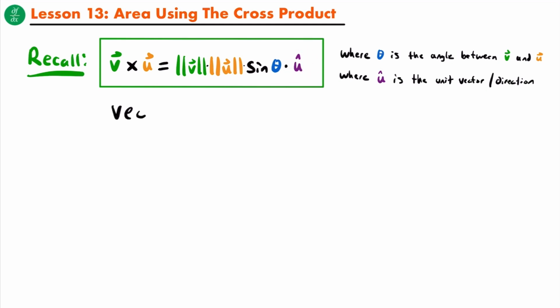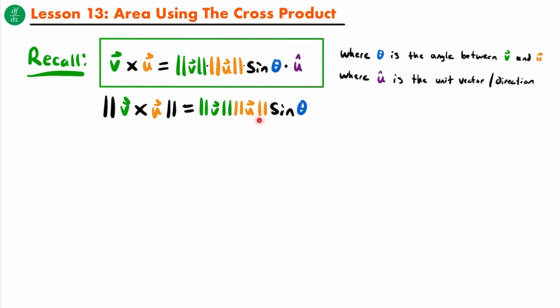We can represent any vector by taking its magnitude and multiplying it by its direction. And that direction will be represented by a unit vector. So since the cross product of vector v and vector u is going to result in this vector, where this unit vector describes the direction, then what's being multiplied by that direction must be the magnitude. And so we know this, the magnitude of the cross product between vector v and vector u is equal to the magnitude of vector v times the magnitude of vector u times sine of theta, which is the angle between vector v and vector u.